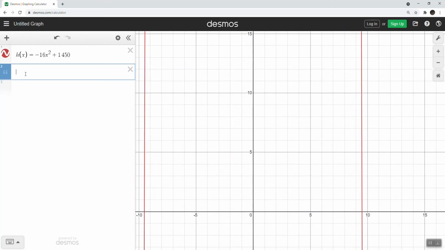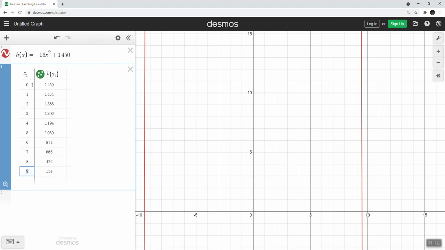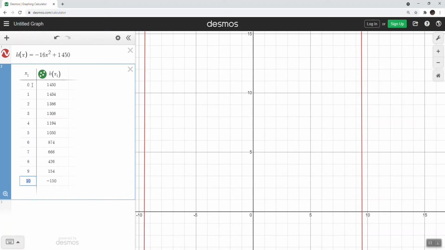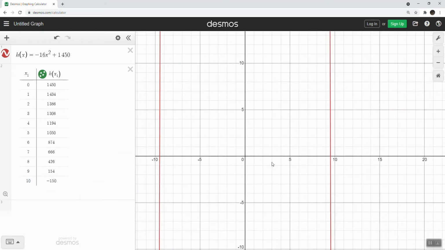So I'm going to insert a table. Nope, that was an expression. Let's try again. I'm going to insert a table, and I'm just going to write here h(x1). So now I'm telling Desmos, use this as the function, and then I'll put in all the values they wanted. They want 0 to 10. So 0, 1, 2, 3, 4, 5, 6, 7, 8, 9, 10. There's the heights. Notice at 10 seconds after we drop this ball, we're at negative 150 height. What would that mean? Well, that would mean we've gone below the sidewalk, if you will. So that value probably doesn't make any sense.